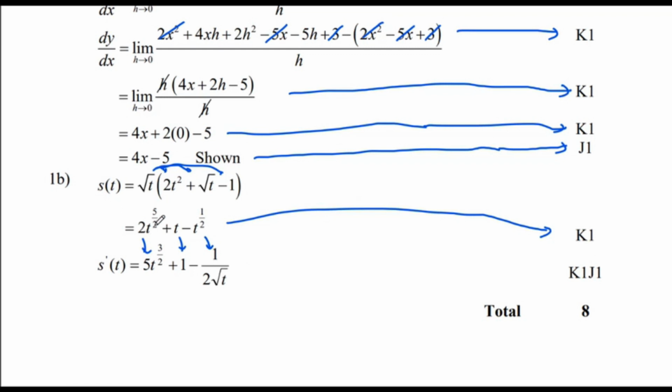Okay, so 2t power of 5 over 2, differentiate kan, dapatkan 5t power of 3 over 2. Differentiate t dapat 1, differentiate t power of 1 over 2 is 1 over 2√t, which is kita dapat t kuasa negatif 1/2. So this one another k1 j1 here.